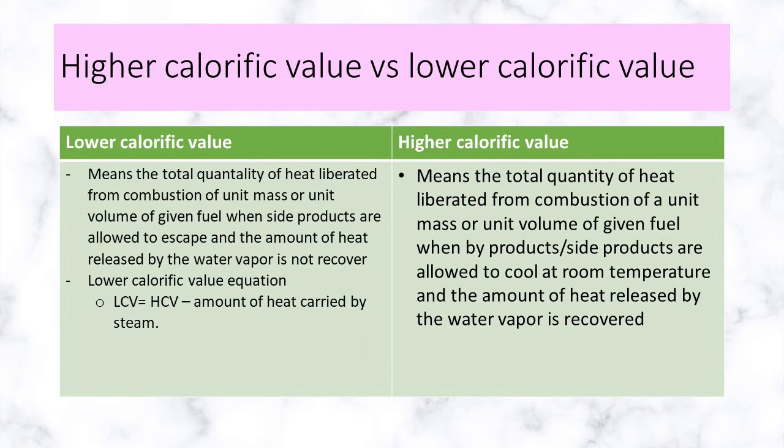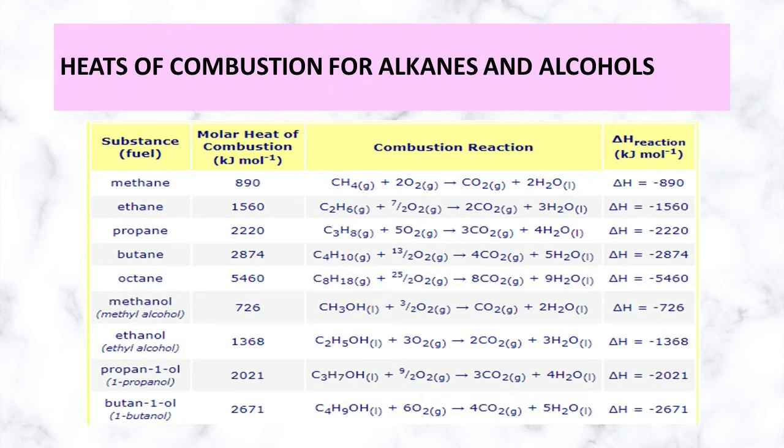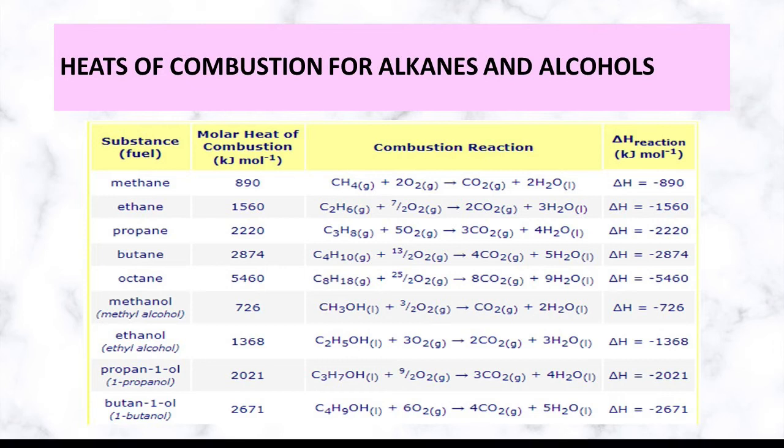Meanwhile, higher caloric value means the total quantity of heat liberated from the combustion of a unit mass or unit volume of a given fuel when byproducts or side products are allowed to cool to room temperature and the amount of heat released by the water vapor is recovered. In this slide, you will see different examples of high caloric values of different fuels.